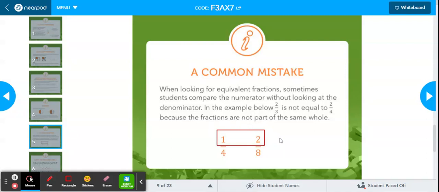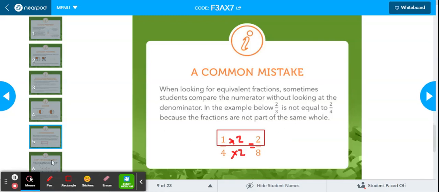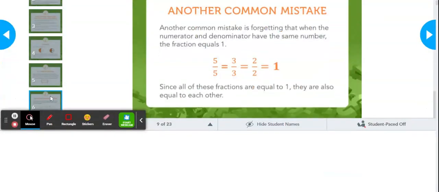Here's our common mistake that we've seen before. We're not comparing the numerators, remember. We've got to look at both the numerator and the denominator. So in this case, 1/4 and 2/8. Well, if we just looked at the numerator, we would think 1 and 2 not the same. So these can't be the same, but in fact they are. Because if I look at the denominator and the numerator, I can see that both of these have a relationship. If I were to multiply them by 2, they would equal here. So that means that my model would have twice the amount of pieces is really what that 2 is saying.